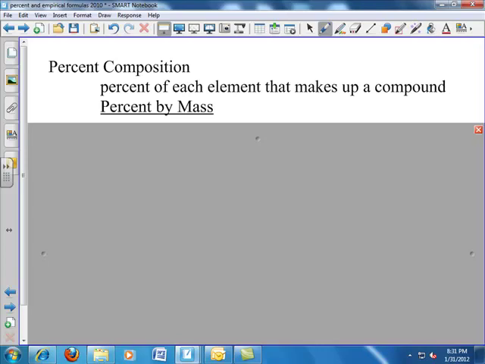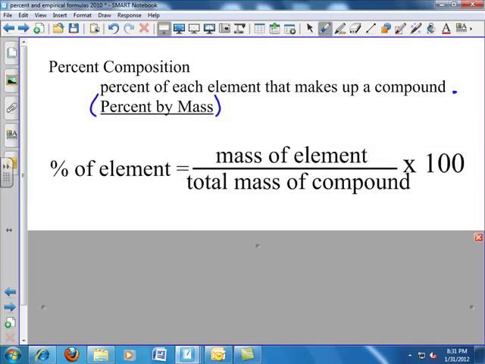Okay? Now, when we do percent composition we are talking about percent by mass. There are other percents that you could do. You could do percent by volume or things like that, but we are just going to deal with percent by mass. Now, the fairly simple, straightforward equation for this is if I want to find out the percent of an element, I take the mass of the element and I divide it by the total mass of the compound, and then I multiply it by 100.